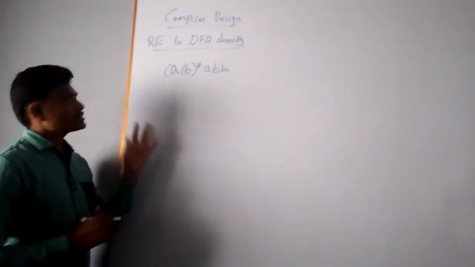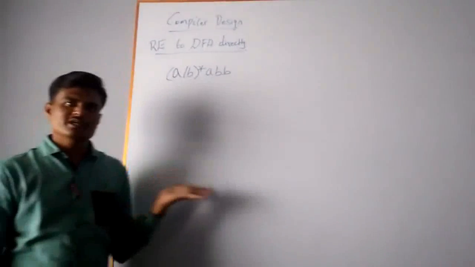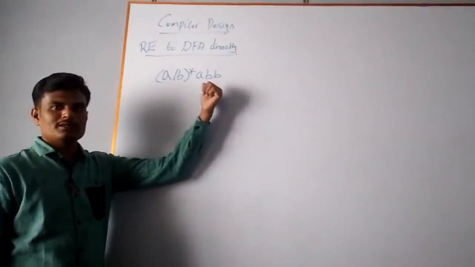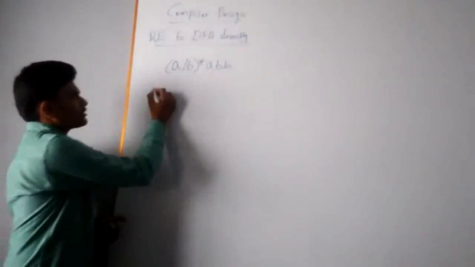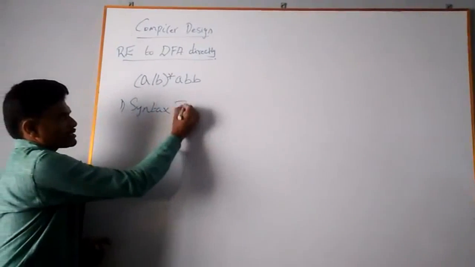Now in lexical analysis we will see the topic called regular expression direct DFA method. In the direct DFA method, they will be giving a regular expression. For example, we take the regular expression (a|b)*abb. While constructing the direct DFA, the first step is that we have to construct the syntax tree for the given regular expression.